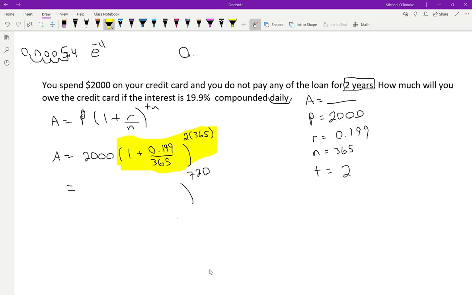So my last step is I'm going to multiply this by 2,000. So my answer is going to be 2,961.18. So if I didn't pay off my credit card, after 2 years, I owe $2,961.